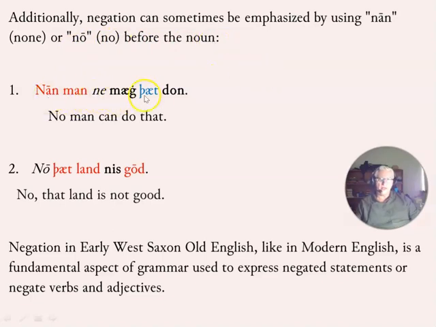Nan man, near my that dawn. In this case, no man, no one. And just to point out, man in Old English is a general word meaning both sexes. It means person. It doesn't mean what it does in modern English, the male sex. In Old English, man referred to a person, male or female. So no person can do that. In modern English, no man can do that. So no person, not, can, that, do. That is in the accusative because it's the object of cannot do.